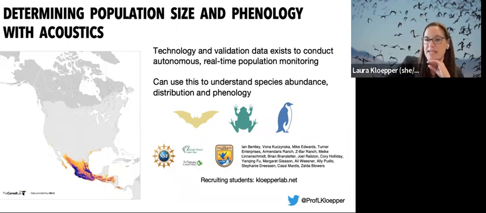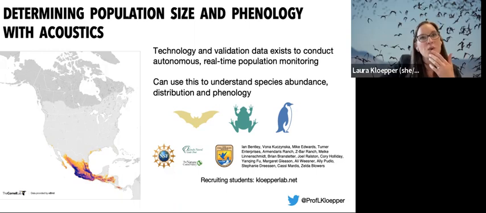Okay. Can this method help to estimate the distance from the recorder to the source of the sound? So I think absolutely. We know from traditional acoustic analysis that if you know the source level of a vocalizing animal, you could theoretically determine that.